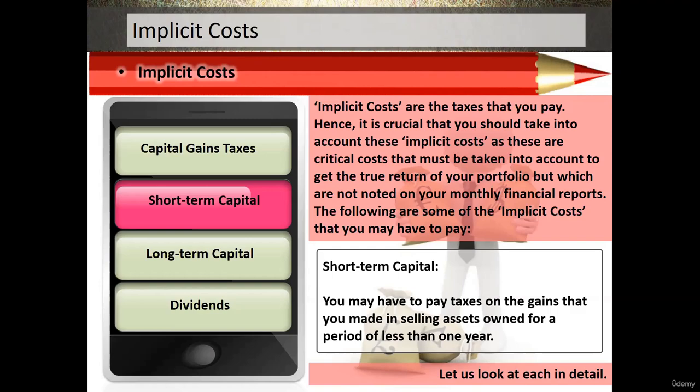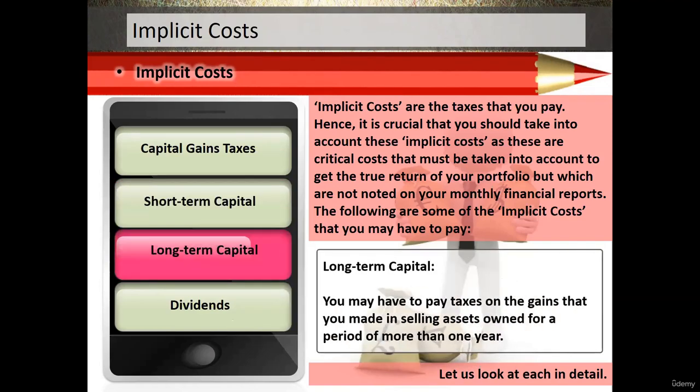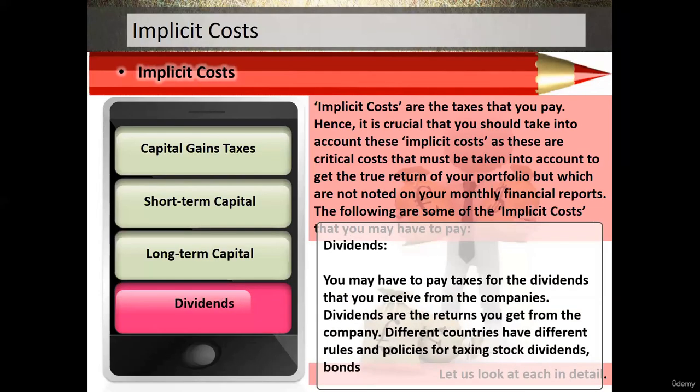Now, if it is more than 1 year, then that tax is called long-term capital gains tax, LTCG, right?